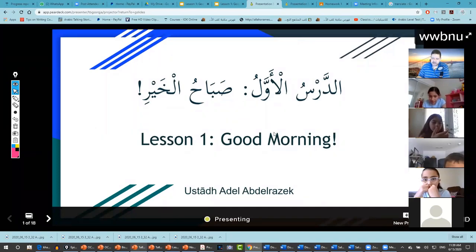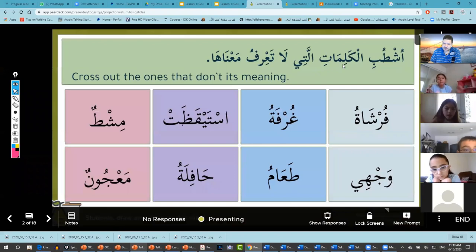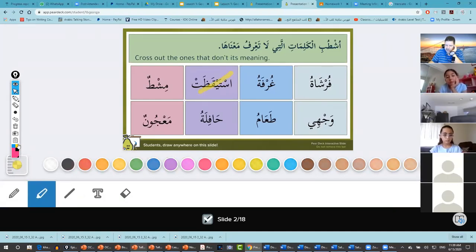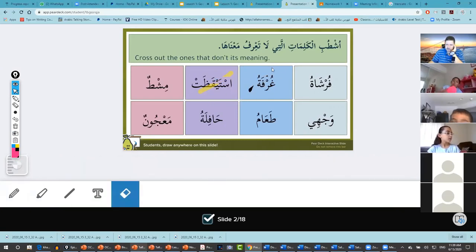Okay, so now this is the first lesson, good morning. I'm going to change now. What you're going to see is this question: cross out the words. When you go to yours, you're going to see this, right? It says cross out the words whose meaning you don't know. The word you don't know its meaning, cross it or make a line on it. You can choose highlight, like I'm doing here, or the pen, whatever you want. Please do. If you have any word, try to read it. Anyone you don't know the meaning of, cross it so I know which one you don't know. You have a few.